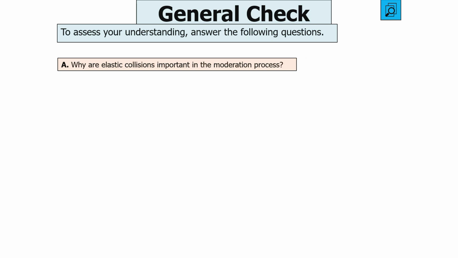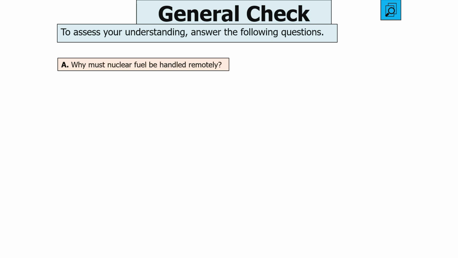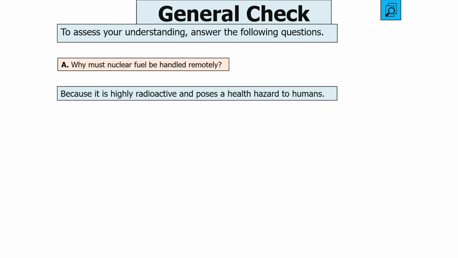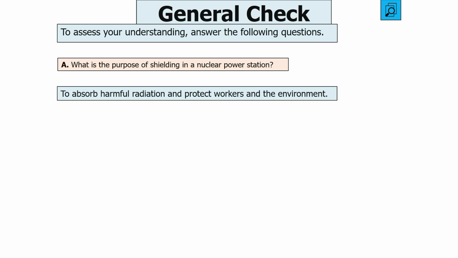Why are elastic collisions important in the moderation process? They allow neutrons to lose energy gradually without being absorbed, maintaining their ability to induce fission. Why must nuclear fuel be handled remotely? Because it's highly radioactive and therefore poses a health hazard to humans. What is the purpose of shielding in a nuclear power station? It's to absorb harmful radiation and protect the workers and the environment.